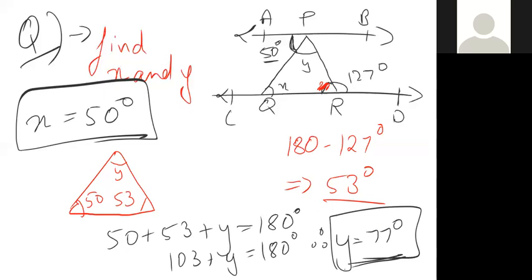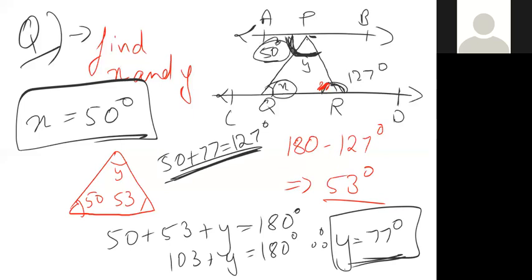Why can't you say that Y is equal to 127? Because they're not alternate interior. 127 would be equal to 50 plus Y, right? And that is the case. 50 plus 77 is equal to 127. That's why then they become alternate interior. But if you look carefully, Y alone is not alternate interior. 50 plus Y is alternate interior to 127. So that's another way you could have found Y. And X and 50 are alternate interior.